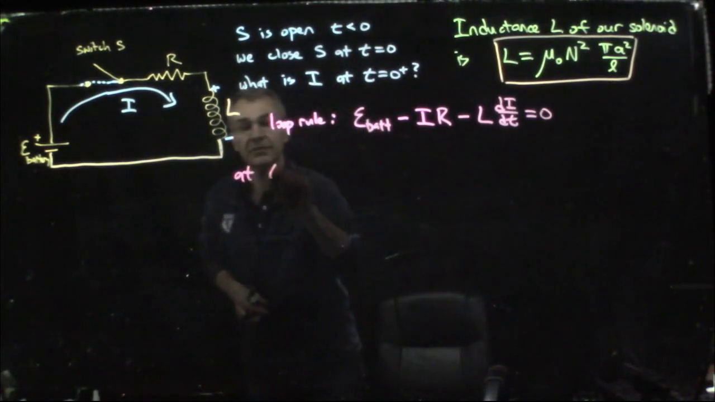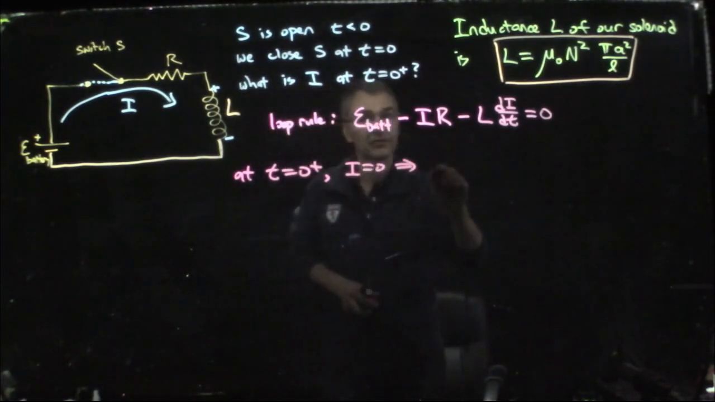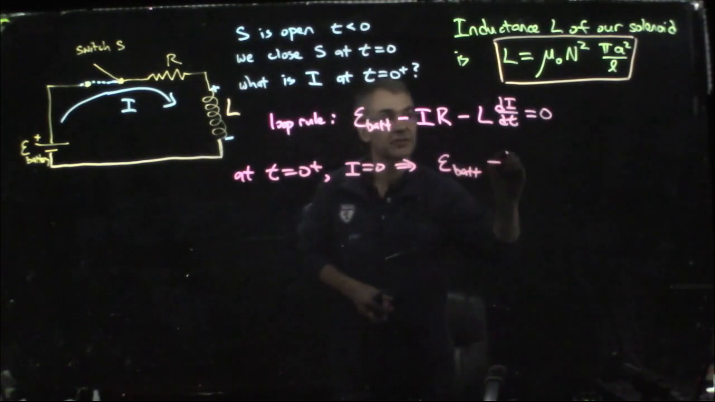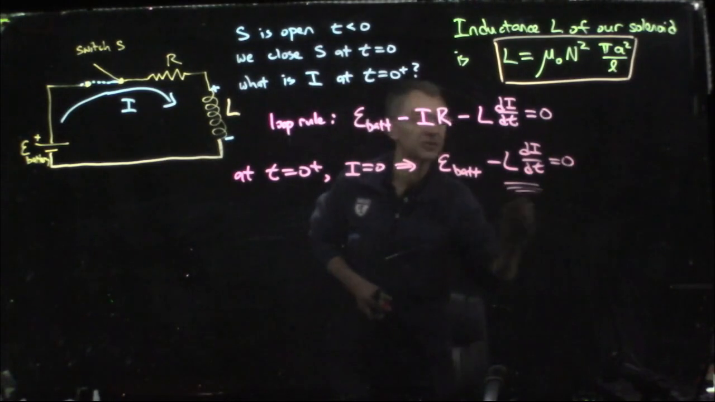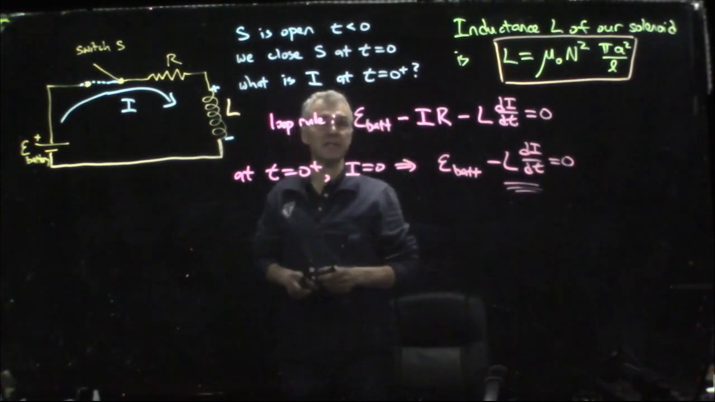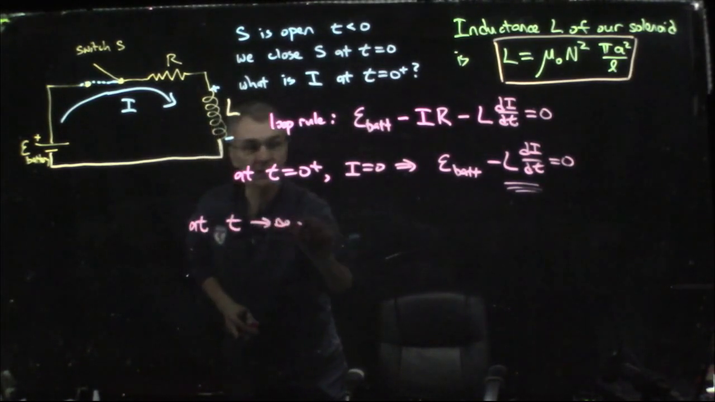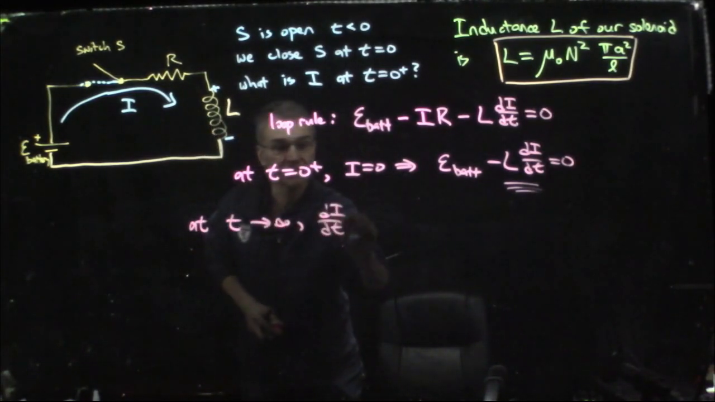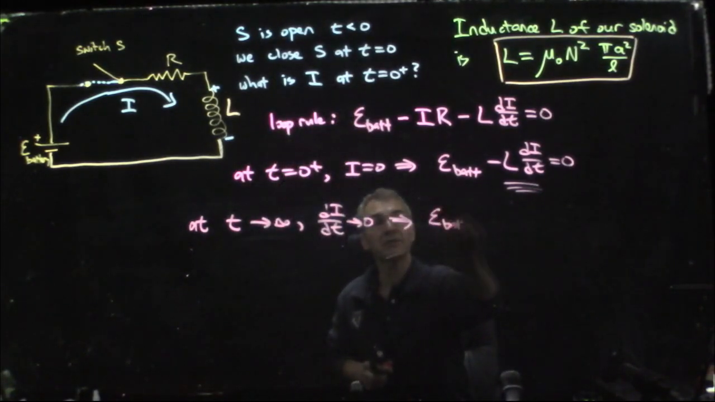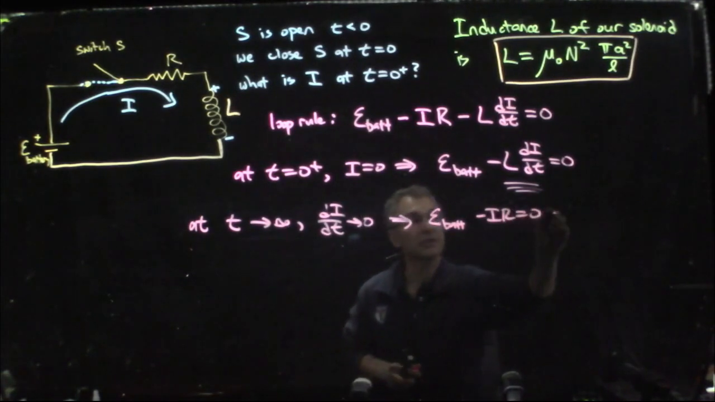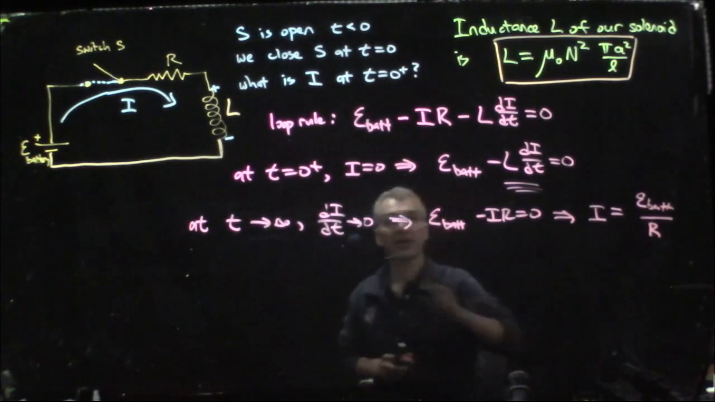So at t equals 0 plus, we have I equals 0. That gave us that the battery EMF minus L di dt equals 0. So the induced EMF in the inductor is just the same magnitude as the battery EMF immediately after we closed the switch. At t goes to infinity, we have di by dt goes to 0. So then we have the battery EMF minus IR equals 0. So that gives us I is just the battery EMF divided by the resistance after a very long time.